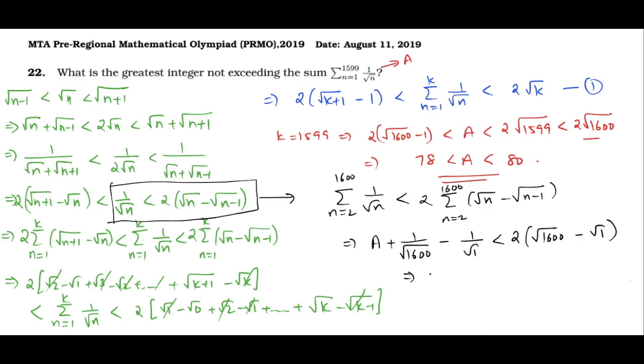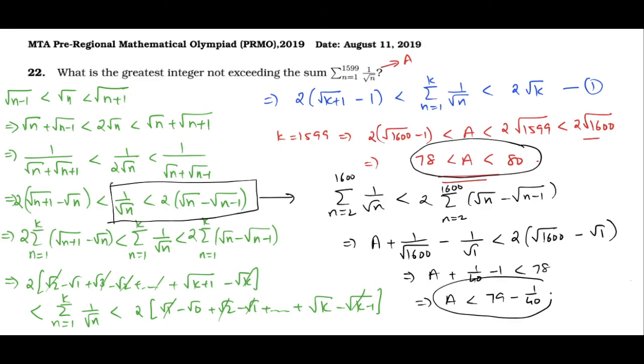Upon simplification, we get a plus 1 by 40 minus 1 less than 40 minus 1 into 2, 78, which implies a is less than 79 minus 1 by 40. So from here we got a lies between 78 and 80. From here we got a is less than 79. So finally we can write a belongs to the interval 78 and 79. Therefore the greatest integer less than or equal to a is 78. That's the answer.